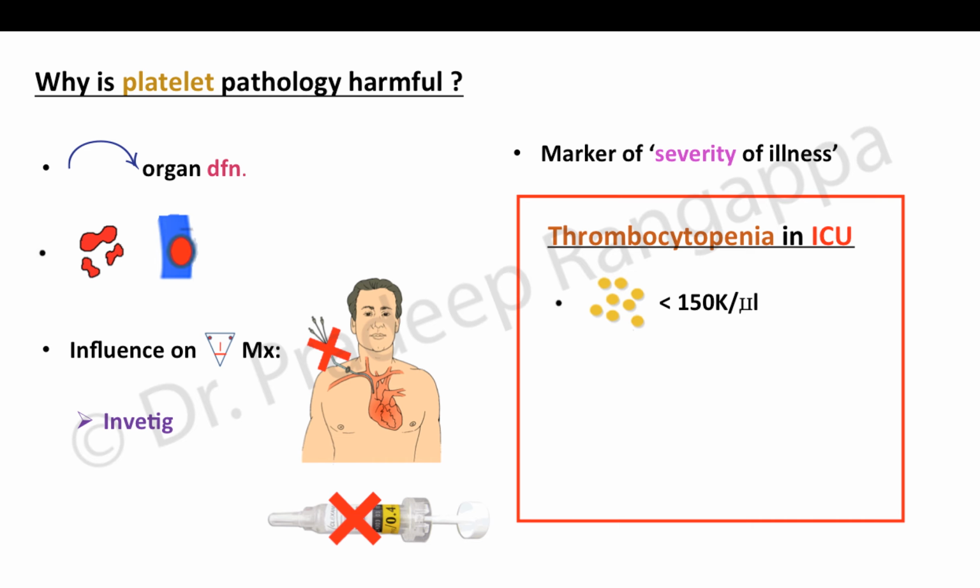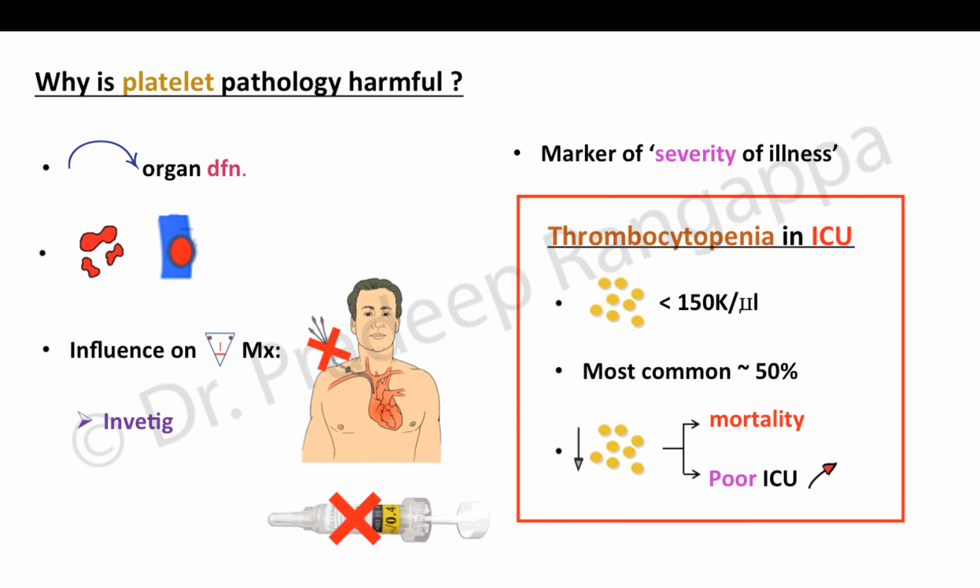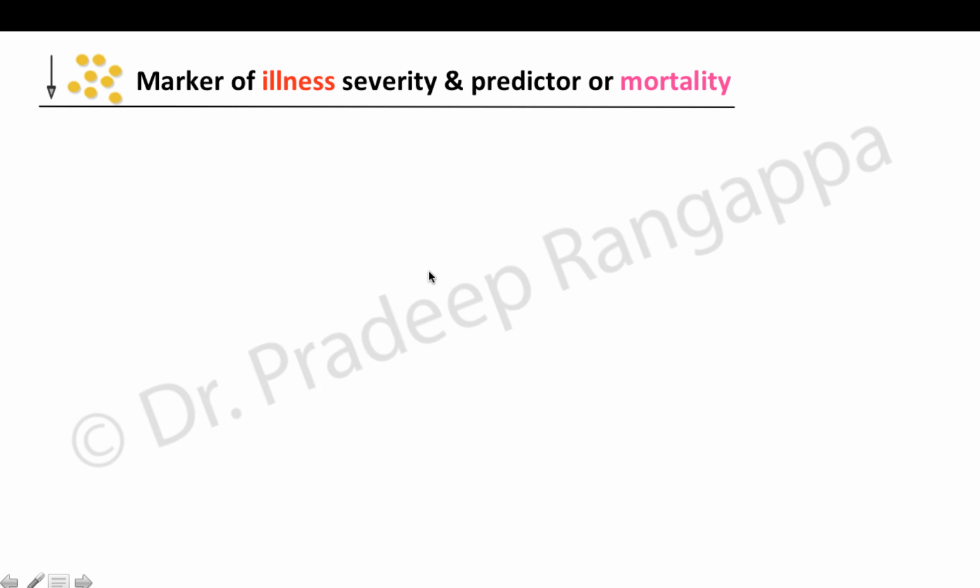Thrombocytopenia is where the platelet count is less than 150,000 per microliter, and it is one of the most common abnormalities seen in ICU. Up to 50% of our ICU patients can have thrombocytopenia. So it is quite common. And as I mentioned already, thrombocytopenia has a direct bearing on mortality and poor ICU outcome. And thrombocytopenia as a marker of illness severity and predictor, do we have any studies? There are quite a few studies. It has been shown that thrombocytopenia is associated with higher APACHE, higher SAPS, and higher multi-organ dysfunction score.